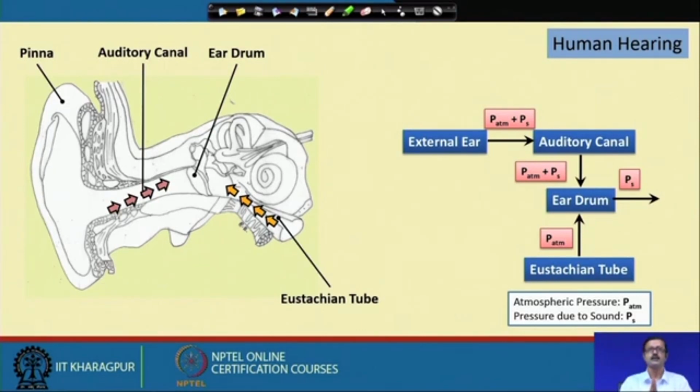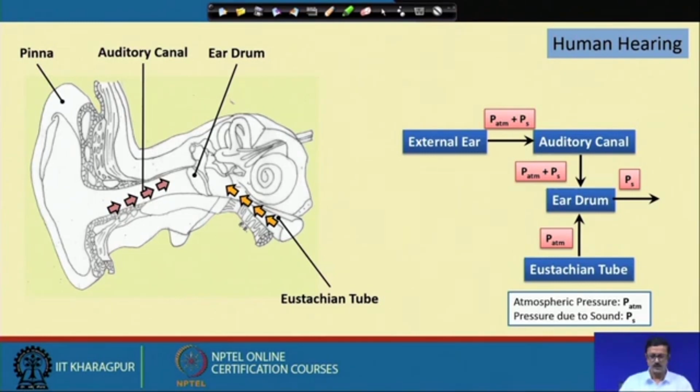So, finally, the eardrum will vibrate because of the resultant pressure, that is the sound pressure P, that is the two mutually in a linear and opposite in direction. So, the sound pressure will actually vibrate the eardrum.